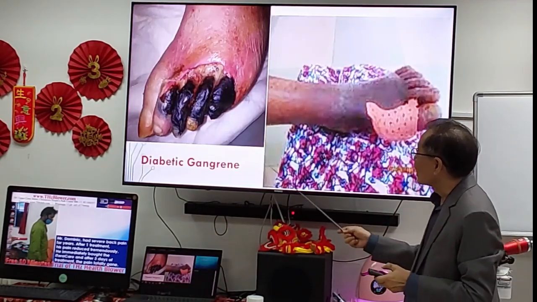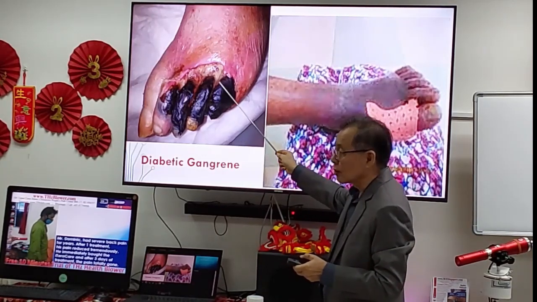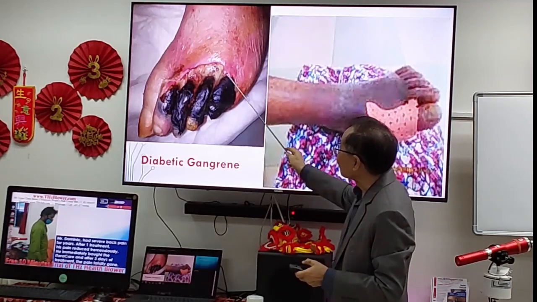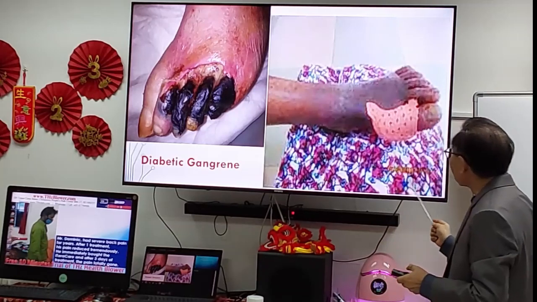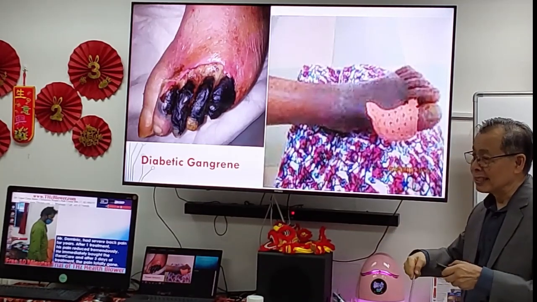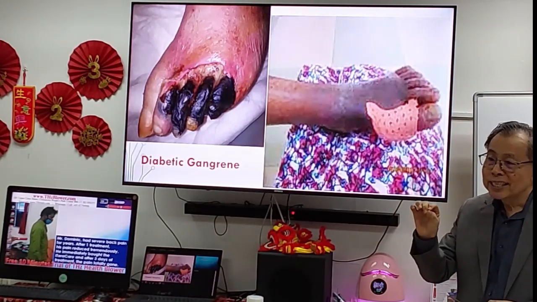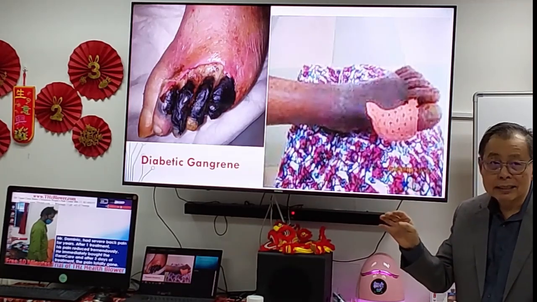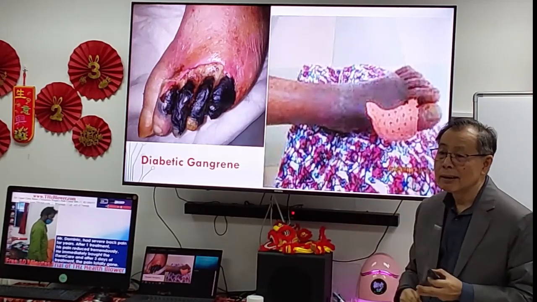So, gangrene. Gangrene means your cells have died and turned black. It's called gangrene when it turns black. And when your legs turn black, in other words become gangrenous, the dead tissue sends out a lot of toxins, and it can kill you. So the only way to deal with this kind of thing is to amputate.